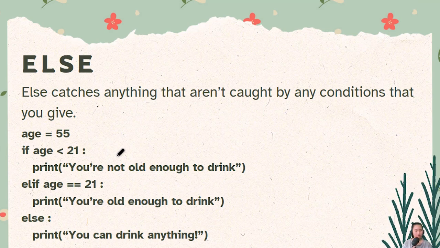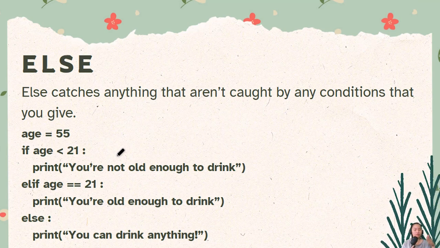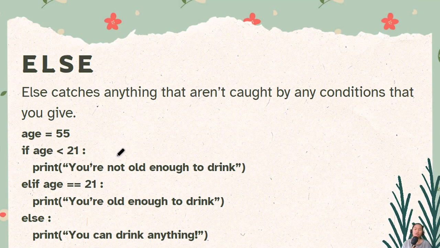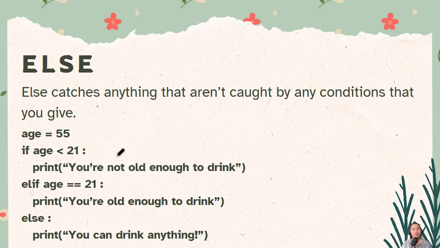Now, I want to introduce to you another familiar statement because it goes hand in hand with if. You have if and you have else, okay? Because they call it the if and else statement. Elif is usually less mentioned as a shorthand. So else catches anything that is not true, okay? It catches anything that aren't caught by any conditions that you've given previously.